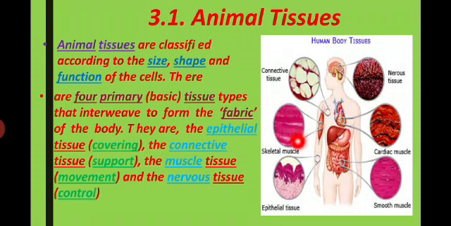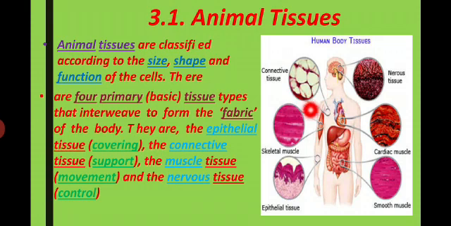For example, epithelium covers the body surface and lines the body cavities: the inner lining of the body cavities and the outer covering of the body surface. Muscle tissue provides movement of the body, and connective tissue supports and protects the body organs. Nerve tissue provides a means of rapid internal communication by transmitting electrical impulses.